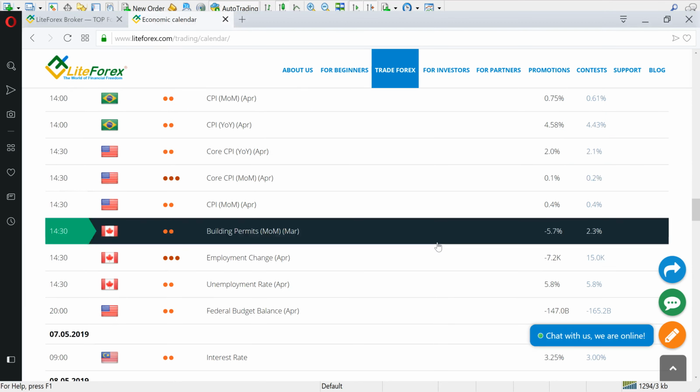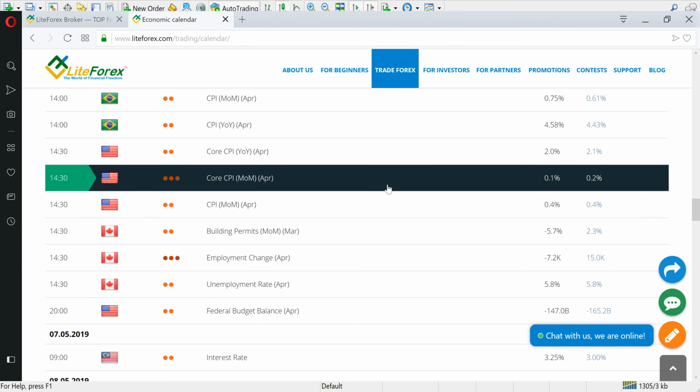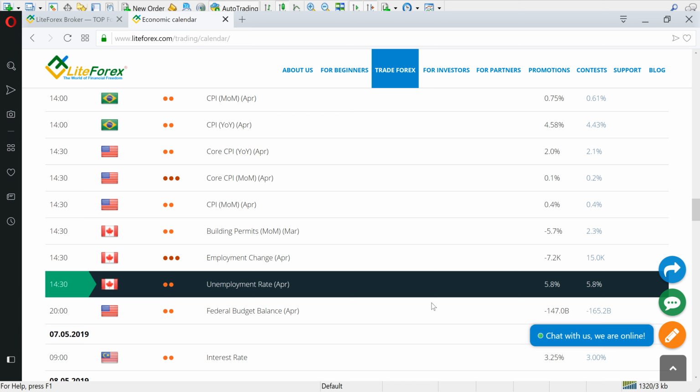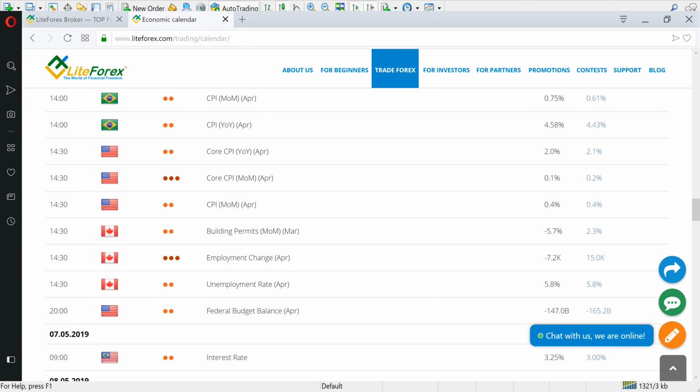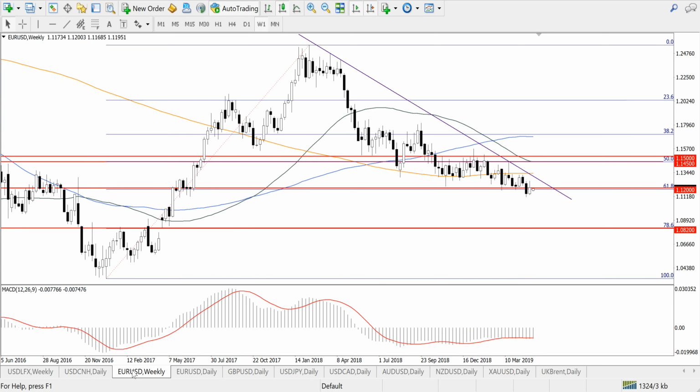Canada will publish labor market figures, employment change and unemployment rate, while the United States will release consumer inflation. This is another inflation indicator, so the same as with PPI, it will have a high impact on the value of the US dollar. It's now time to switch to the charts and see technical analysis for major pairs.